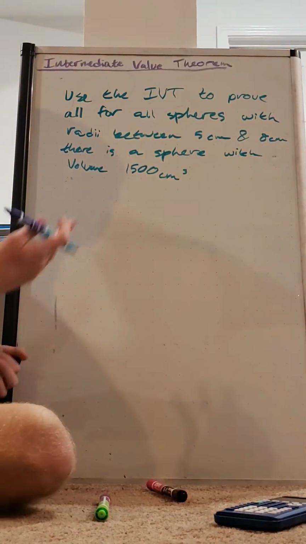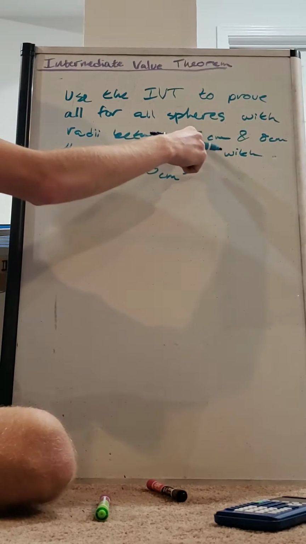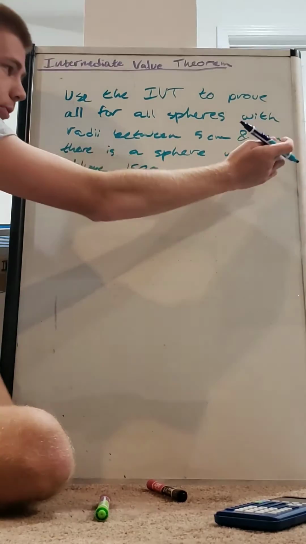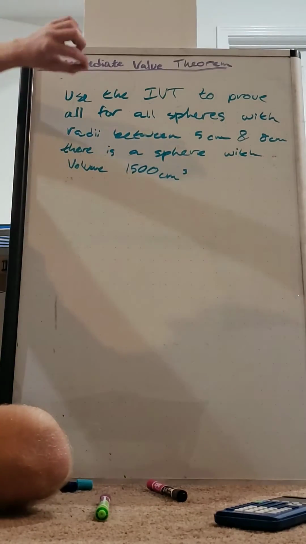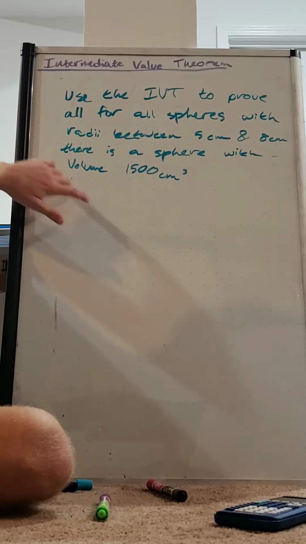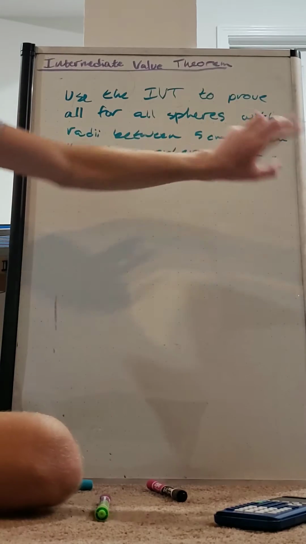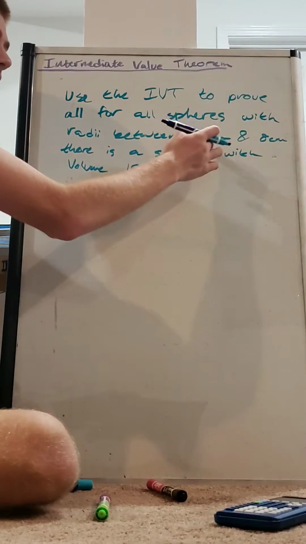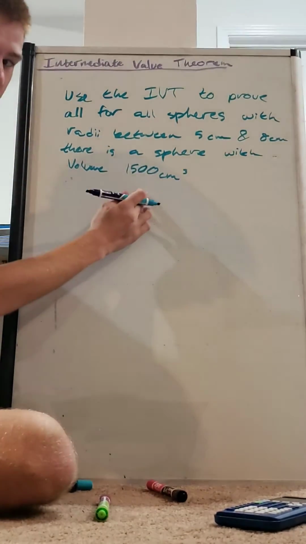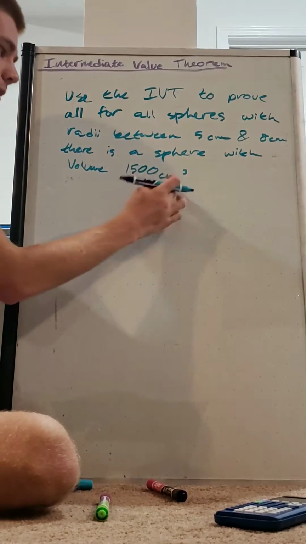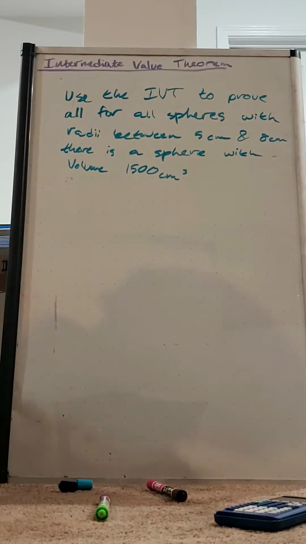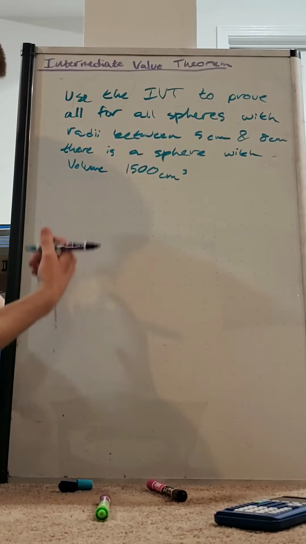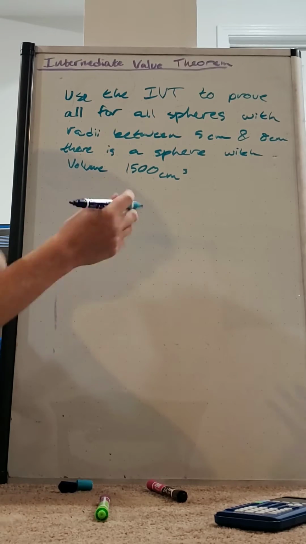So the way we start this is we find the volume of a sphere with a radius of 5 centimeters and the volume of a sphere with radius of 8 centimeters. And then if the volume at 5 is less than 1500 and the volume at 8 is greater than 1500, that means there's some sphere with a radius in between these lengths that makes the volume of that sphere equal to 1500 centimeters cubed. So we'll do the same thing we did with the previous one, where we find the function value at the endpoints.